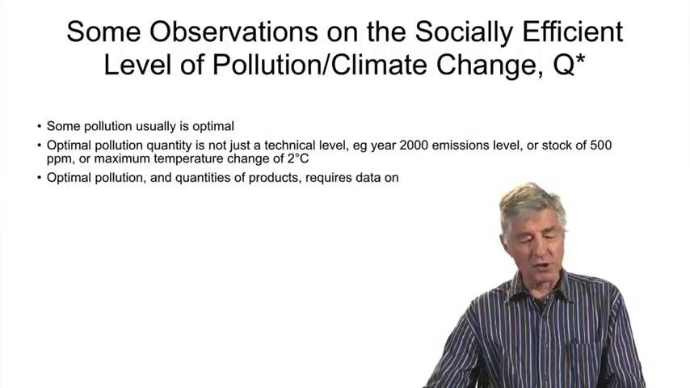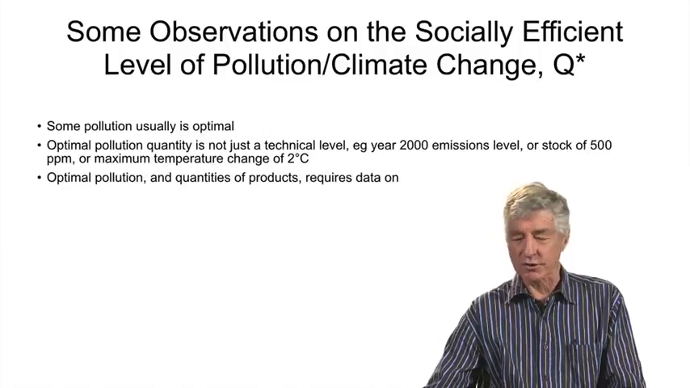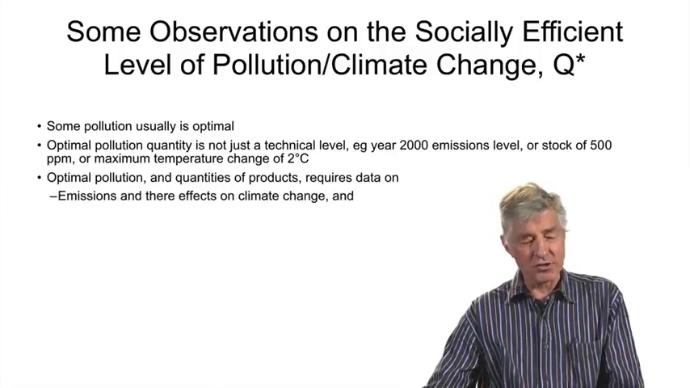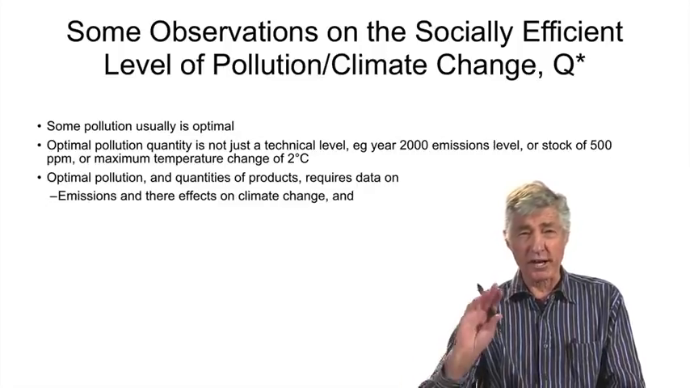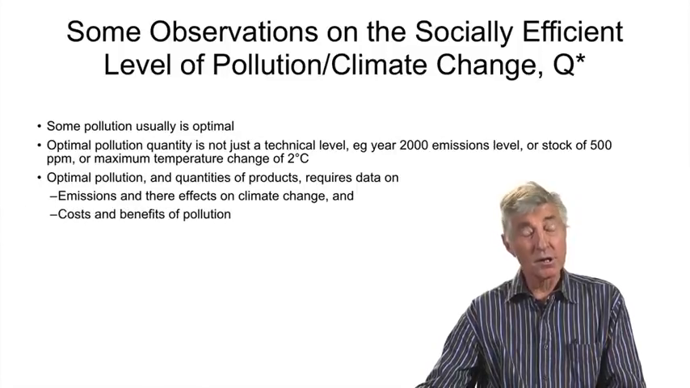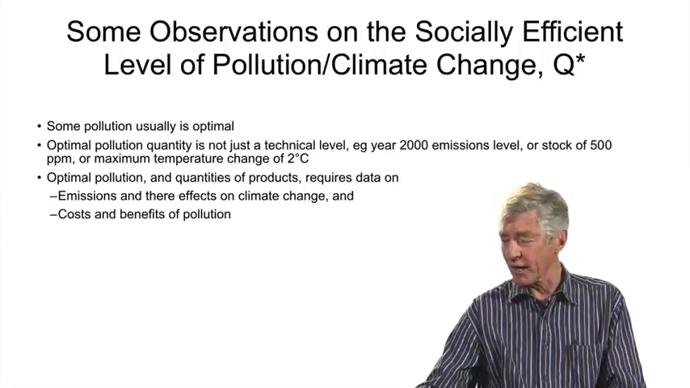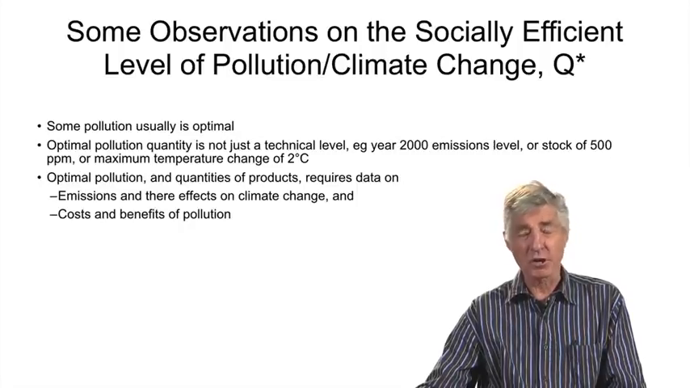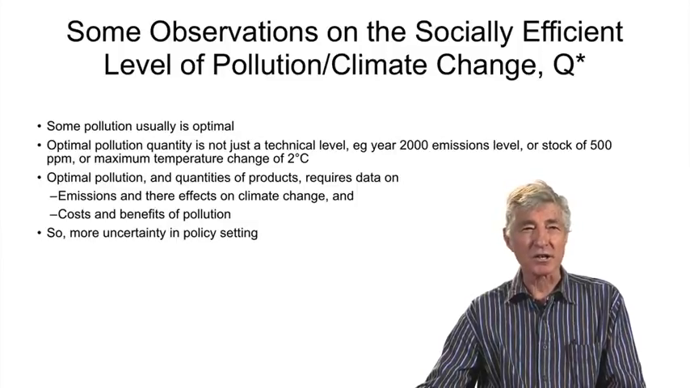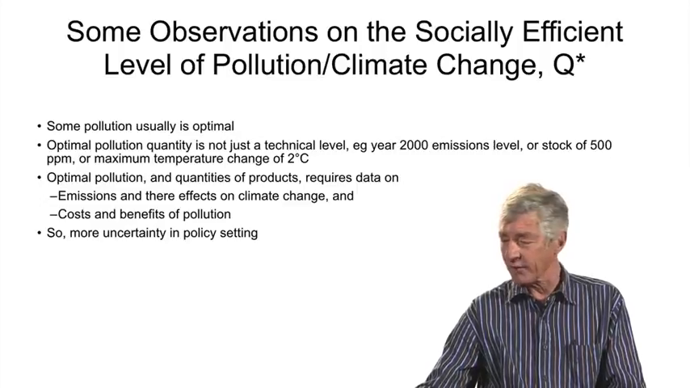So the optimal level of pollution and the quantity of different products we produce and consume and the way we produce them requires data on emissions and their effects on climate change. So that's all that important technical stuff that you've covered in this course. But it also depends on the costs and benefits of pollution. And we represented those by the marginal external cost curve and the marginal abatement cost curve. And surprise, surprise, they're very hard to estimate. There's much uncertainty about the actual position of those curves.